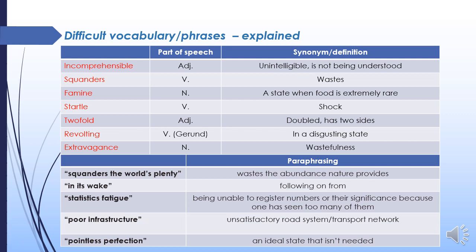Poor infrastructure: it is an unsatisfactory road system or transport network. This is the infrastructure of many. It's also the sewage system as well. Pointless perfection, the extravagance: it is an ideal state that is not needed. Pointless.